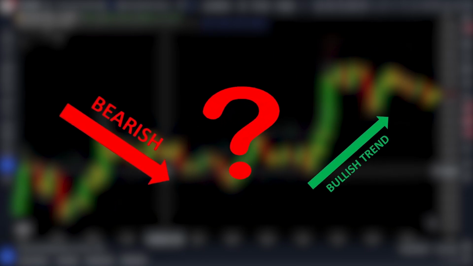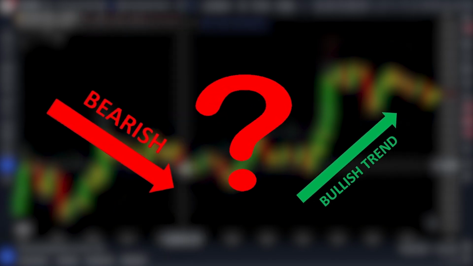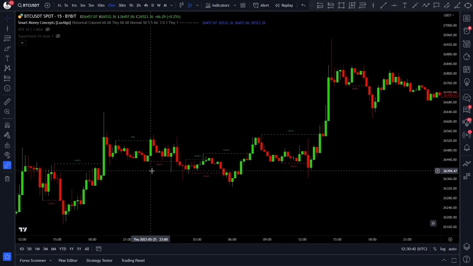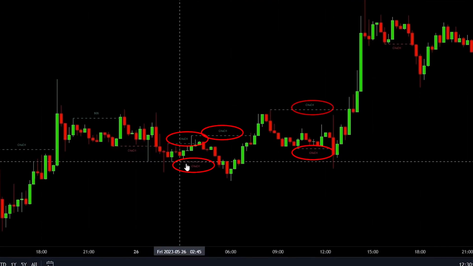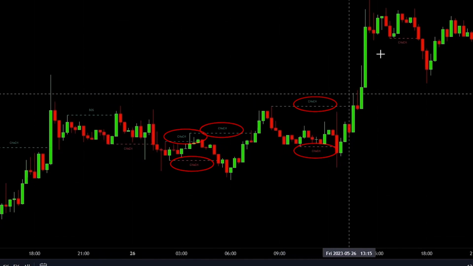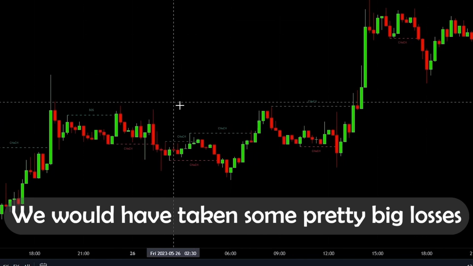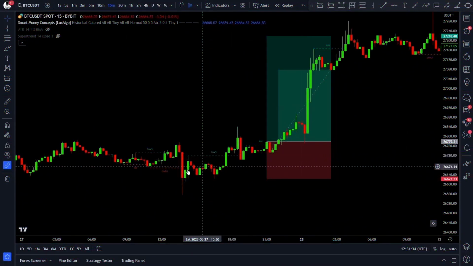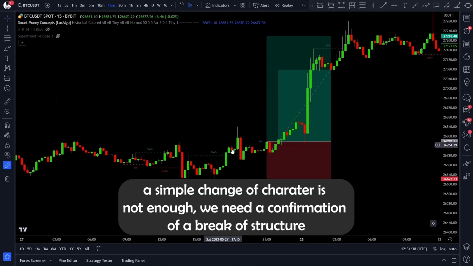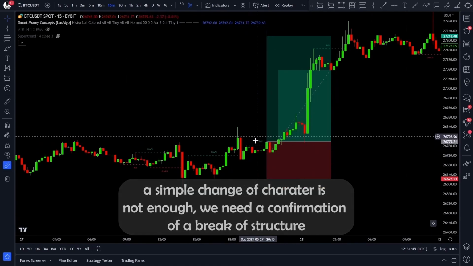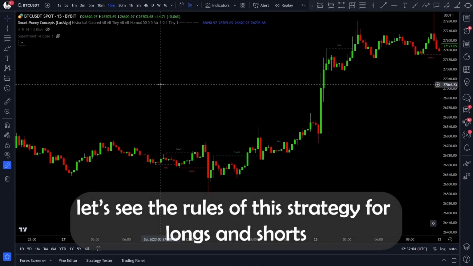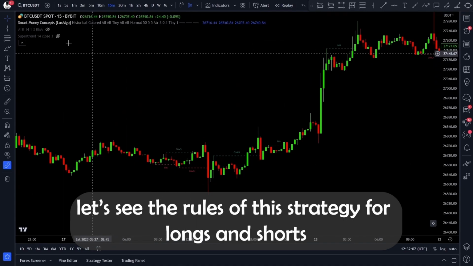You might wonder, if a change of character signals the turning point from a bearish to a bullish trend or from a bullish to a bearish trend, why we don't enter when the change of character signal is printed. Well, here's an example for that. Here, as you can see, we get a bunch of change of character signals printed after each other. And if we would have entered into all of these positions, we would have taken some pretty big losses. And that's why a simple change of character is not enough, we need a confirmation of a bullish break of structure.